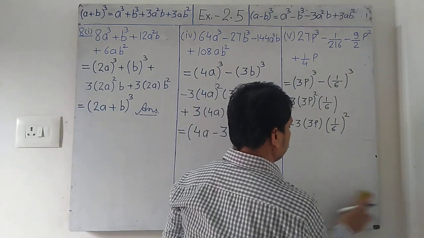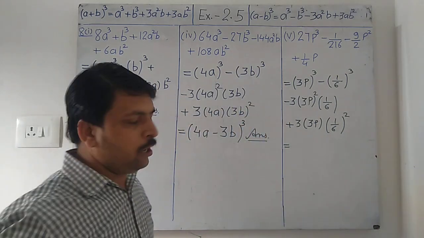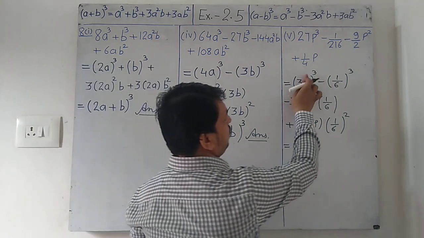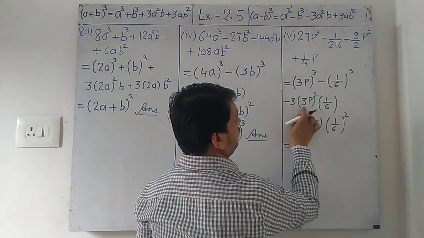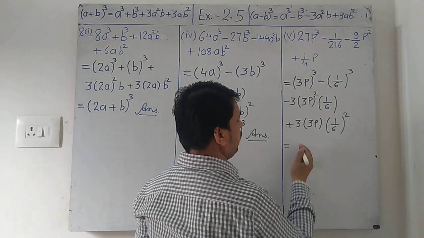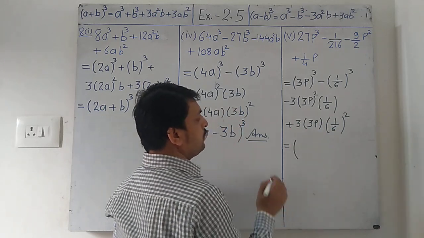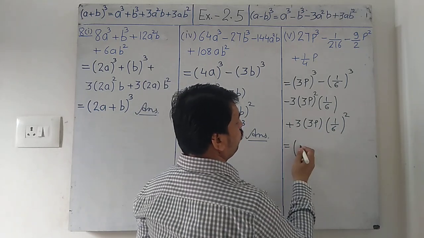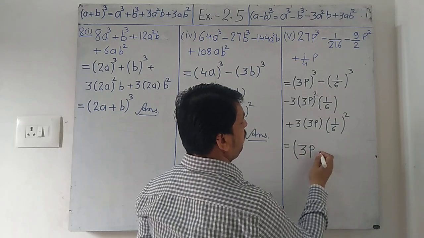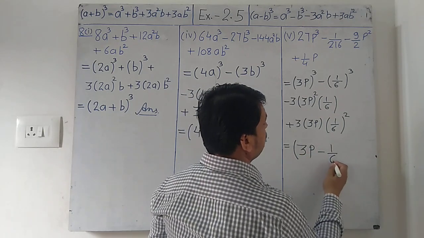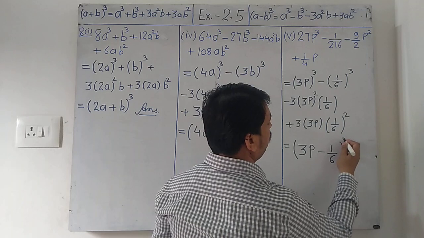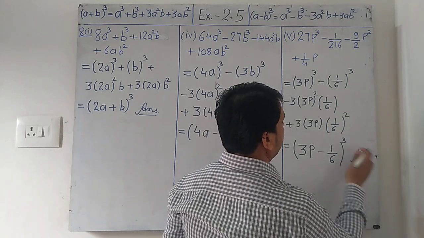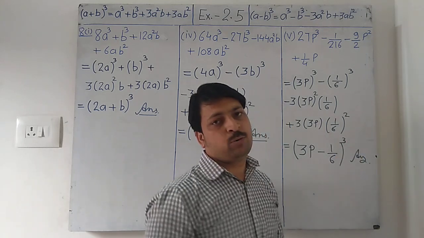That means our conversion is correct. Now the question has been converted to a cube minus b cube minus 3a square b plus 3ab square. This can be written as (a minus b) whole cube. A is 3p and b is 1 by 6, so (3p minus 1 by 6) whole cube. That is our answer. Is it clear, students?